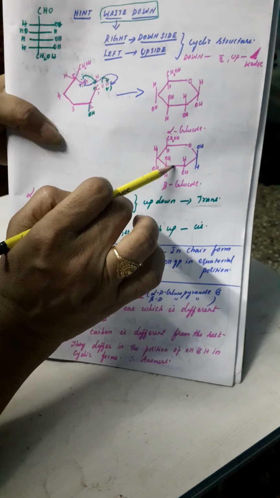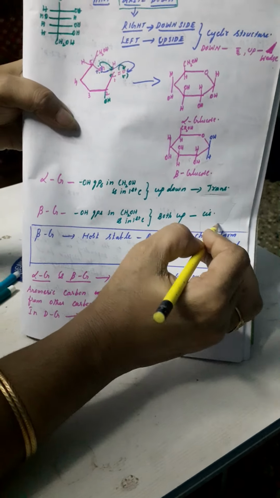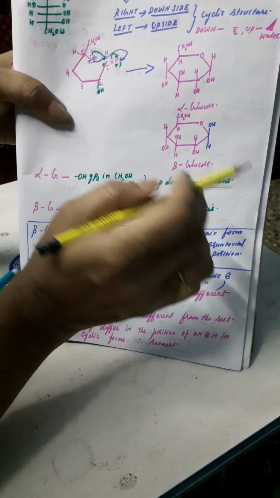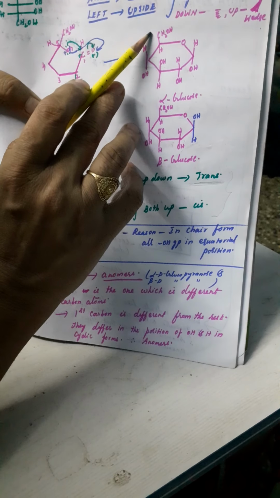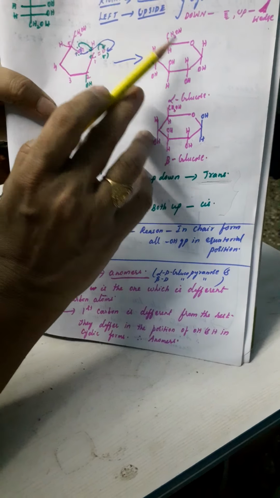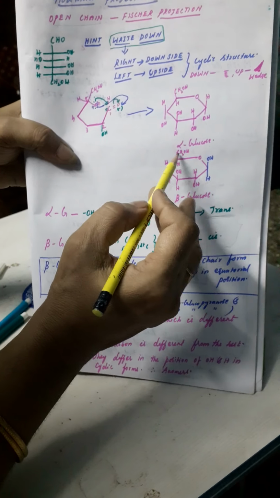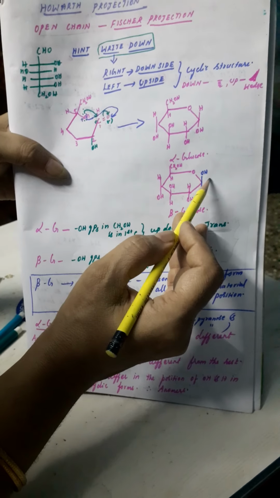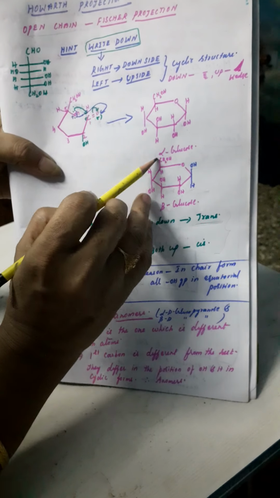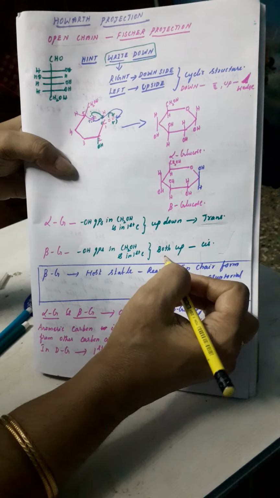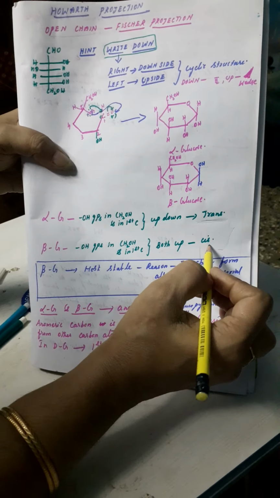Therefore, these two structures differ only by this, that is H and OH. And when you compare the OH group of this first carbon with the sixth carbon atom, this is trans because one is up, the other one is down. But in the beta glucose form, when you compare the OH group in the sixth carbon atom and in the first carbon atom here, we can see they both are up. Therefore, we can say this is cis.